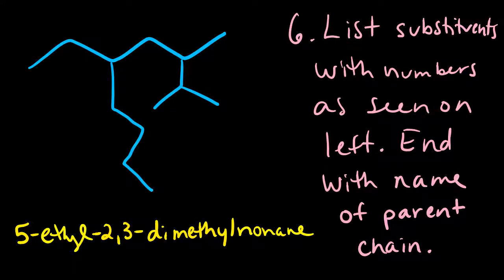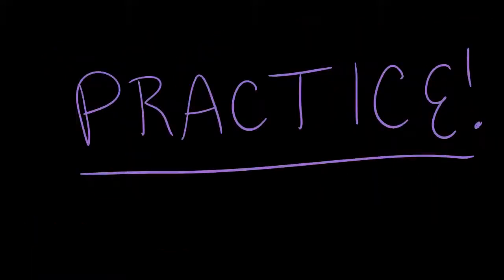Then we put it all together and list the substituents alphabetically with the numbers in the front as seen down here on the left. And then we end with the name of the parent chain. So overall we have a 5-ethyl 2,3-dimethyl nonane. And now the best thing that you can do for yourself is practice, practice, practice. There should be a lot of naming problems at the end of chapter 4.